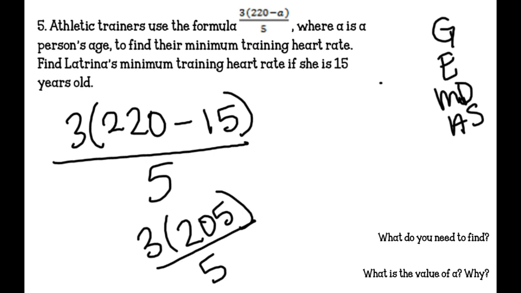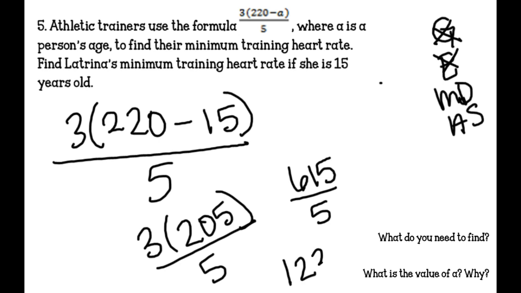Now this is a piece where a lot of people will get tricked. When we have something to do on top and something to do on bottom, we always do what's on top first, and then what's on bottom first, and then solve it, if that makes sense. So we've done our group, we've done our exponent. We're going to multiply, divide from left to right. So we take 3 times 205, which gives us 615, divided by 5. Now we use that division. There's nothing left to do on top, nothing left to do on bottom. So 615 divided by 5 is 123.